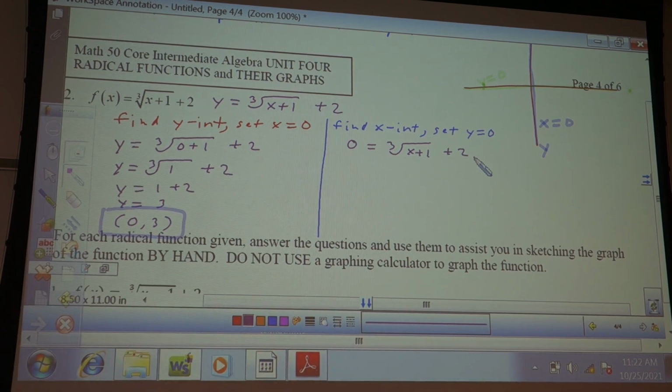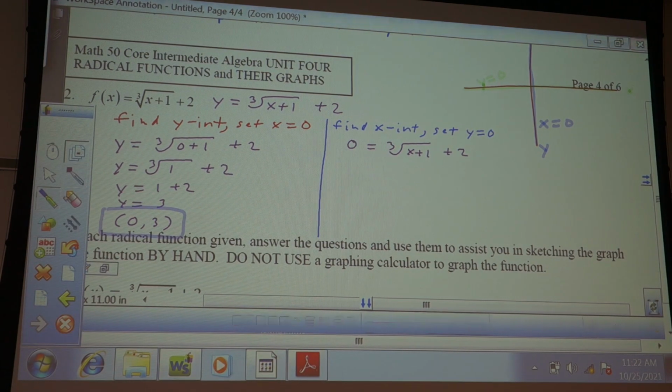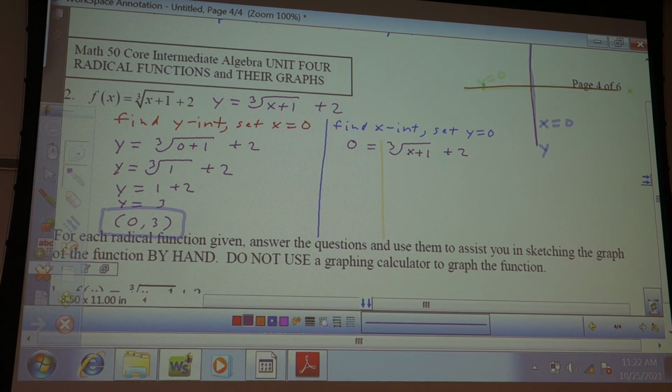So maybe you want to draw a little line down the middle. I'm going to move it over a little bit, give myself a little more room on that side. So I'm going to do -2 from both sides.